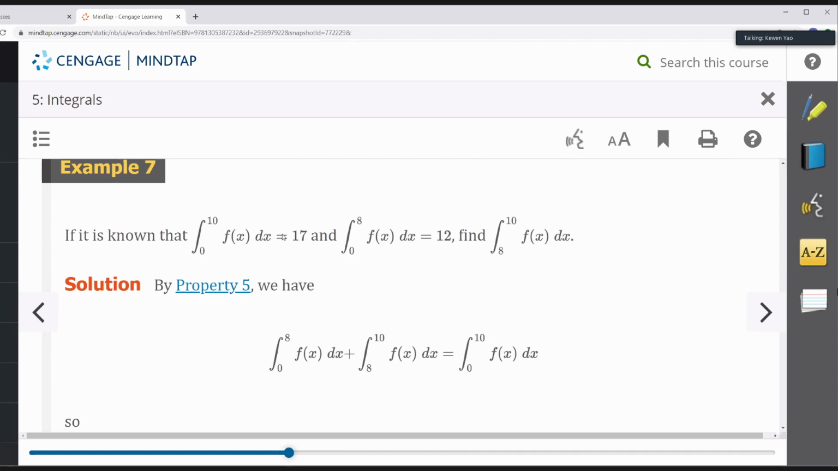Now, the integral from 0 to 10 is 17. From 0 to 8 is 12. How do we find from 8 to 10? By using this property: the integral from 0 to 8 plus the integral from 8 to 10 is equal to the integral from 0 to 10.